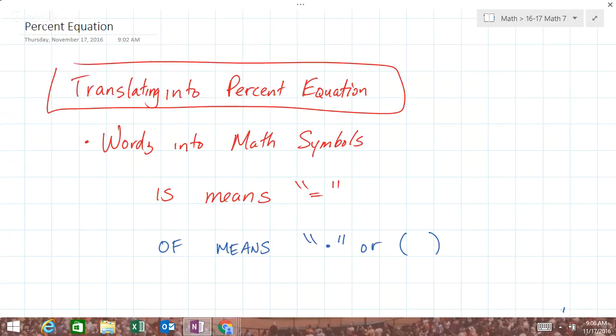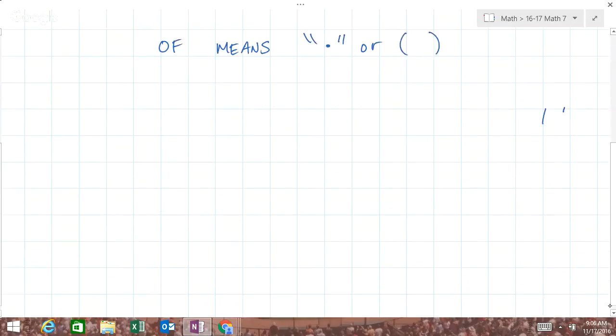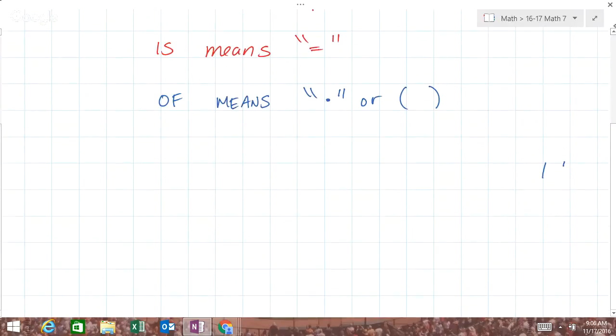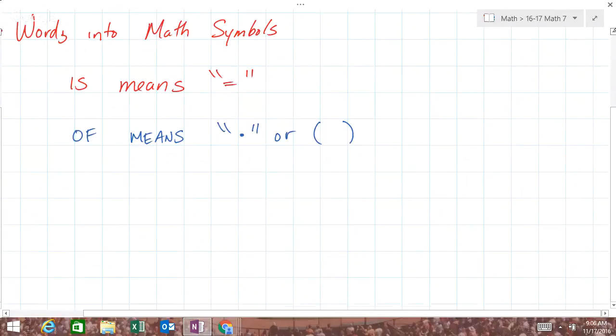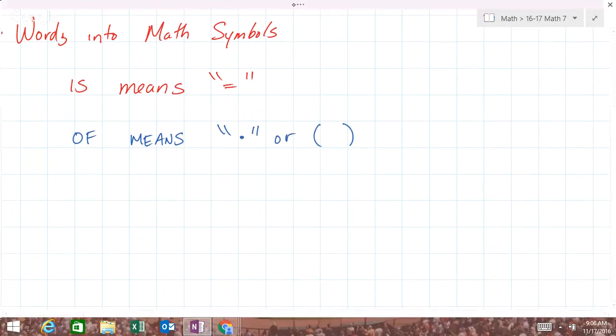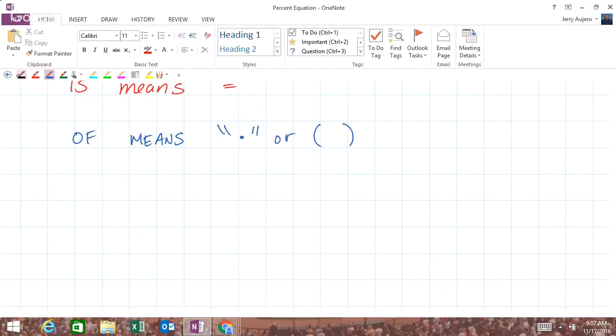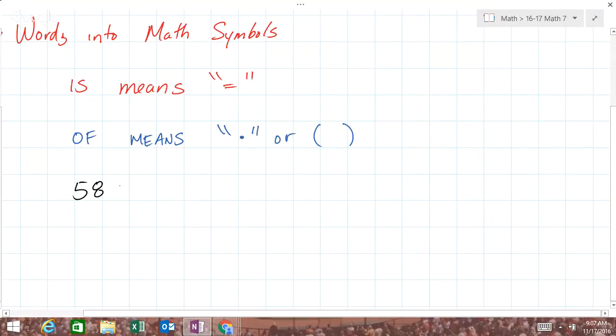Now here's where we need to remember a step when we're using this percent equation. I like the percent proportion, but some of you are going to like the percent equation a little better. So anytime we have a percentage, so let's say we have 58%, it could be any percent that you have, when you translate it, percent needs to be converted to its decimal form.